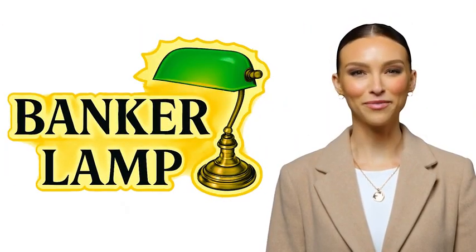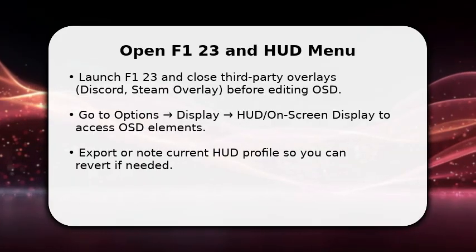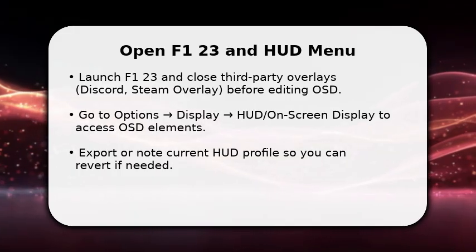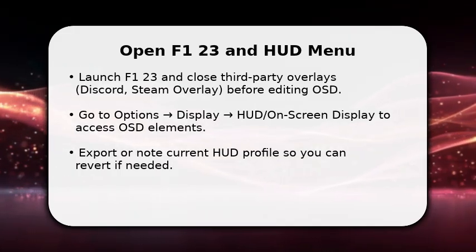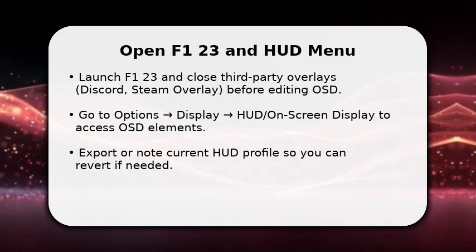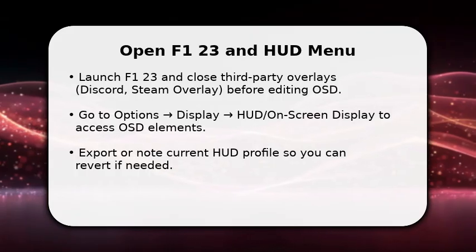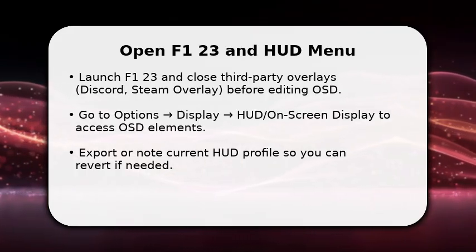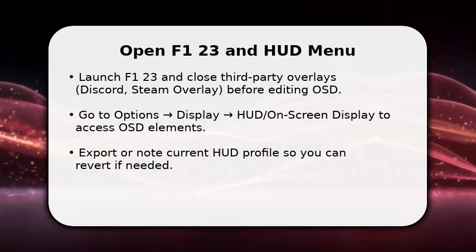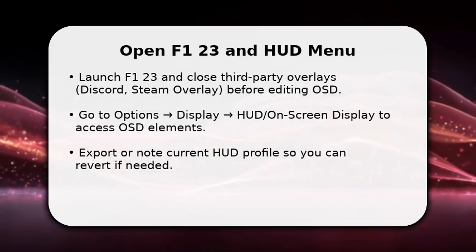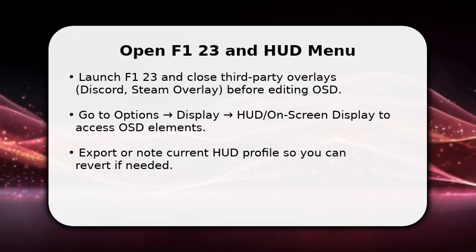Please enjoy the video. You start by launching F123 and making sure no overlays interfere. That prevents conflicts while you edit. Once the game is running, go straight to Options, then Display, then HUD or on-screen display so you can edit settings immediately. Make sure to export or note your current HUD profile before changing anything. That gives you a rollback.